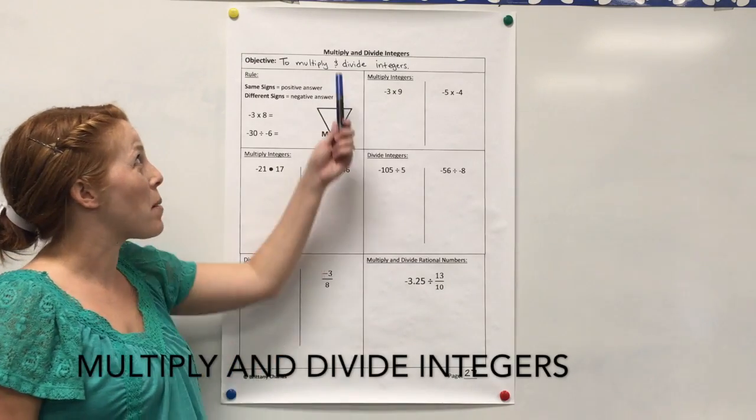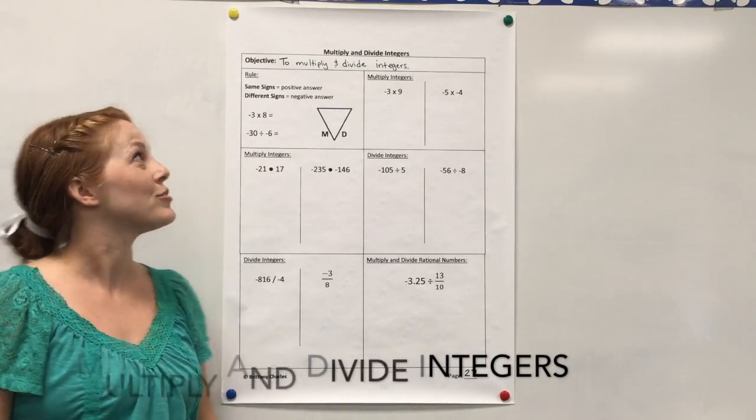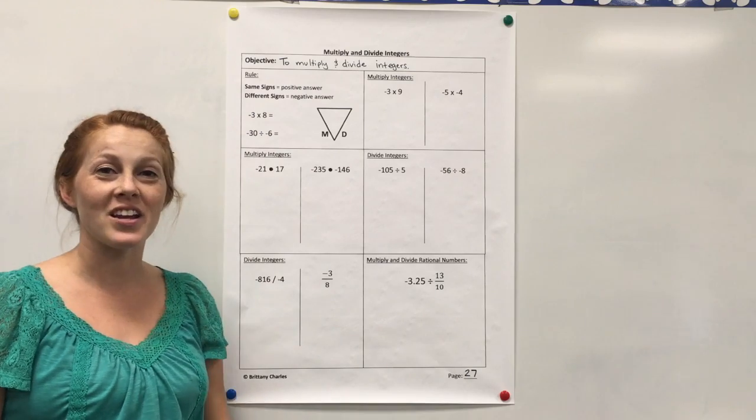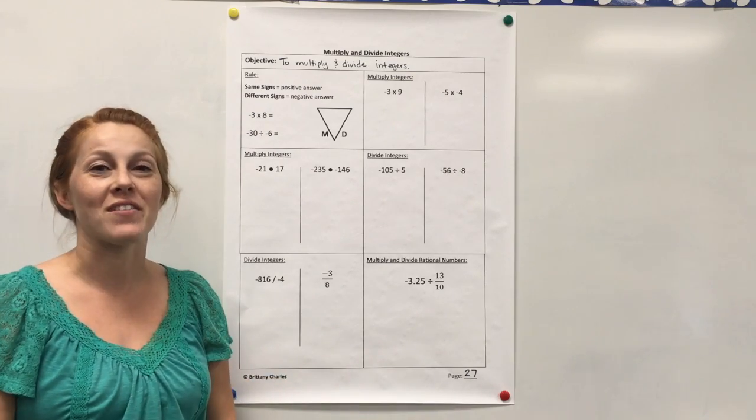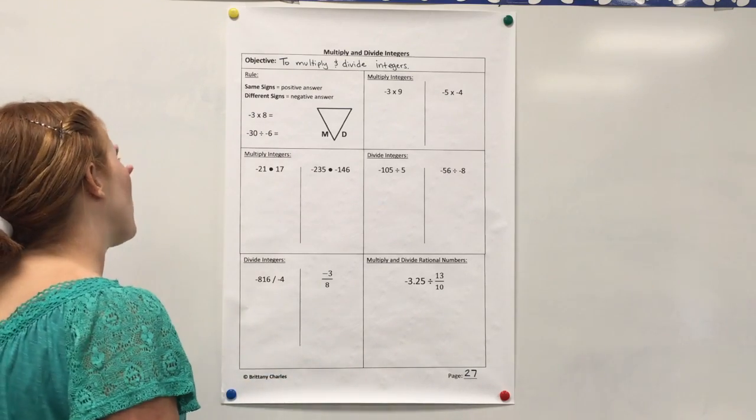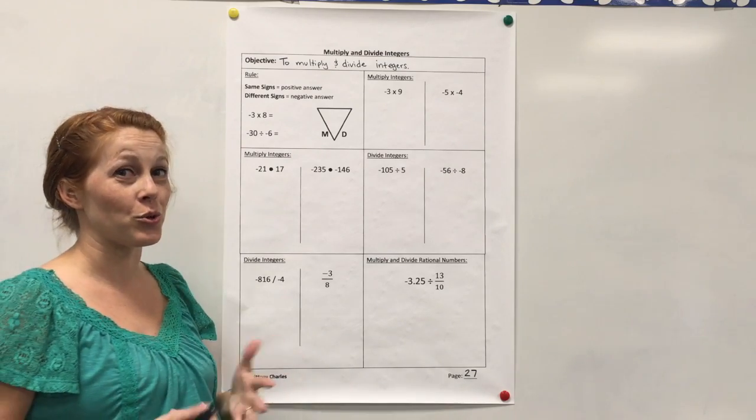Today we're going to learn about multiplying and dividing integers. So your objective is to multiply and divide integers, and this is page 27. All right, well first of all we need to look at the rule.